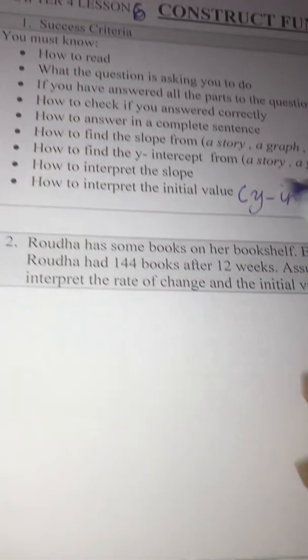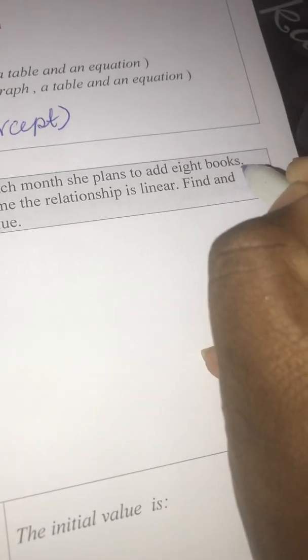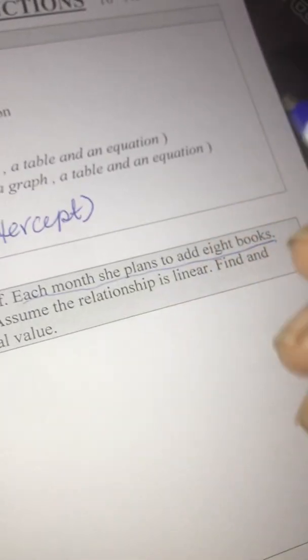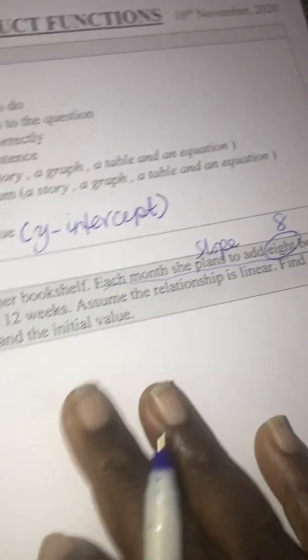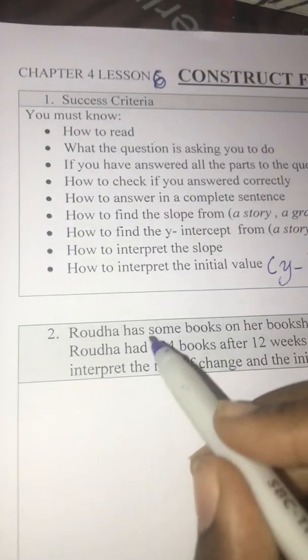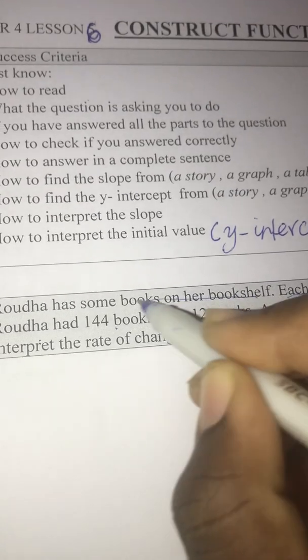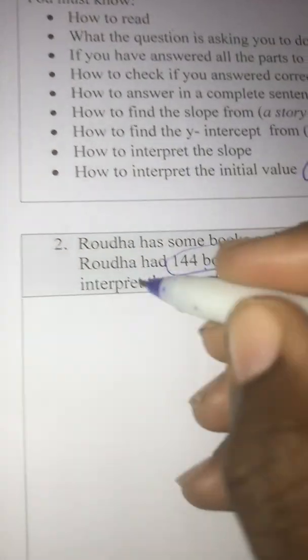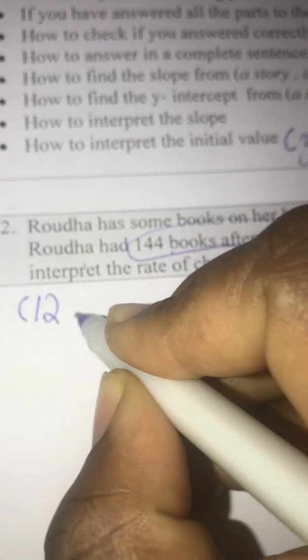Okay? All right, so let's read this one. Rhoda has some books on her shelf. Each month she plans to add 8 books. There. Already I should know this is my slope. 8. Okay? Because it's 8 each month. Rhoda had 144 books after 12 weeks. This is a point. So what am I going to write? 12 is my x, 144 is my y.